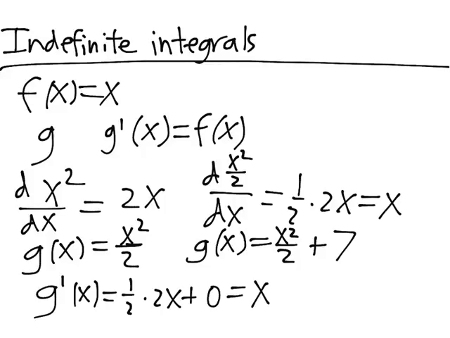So it turns out there can be multiple functions that differentiate to the same function. However, thankfully, the only functions that differentiate to some given function are ones that differ by a constant. So we can say in general that g of x equals x squared over 2 plus c for some constant c, and this will always differentiate to f, and nothing else will.